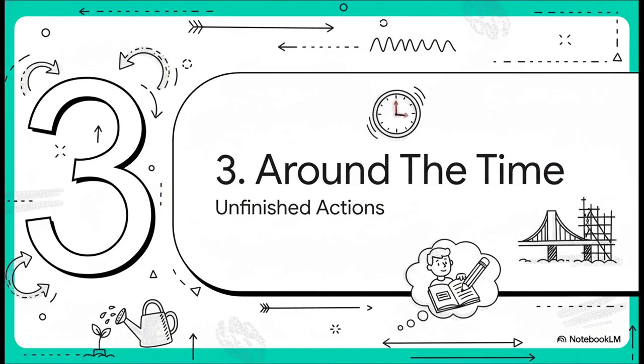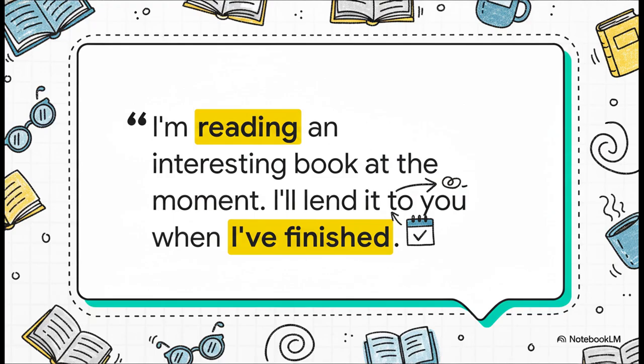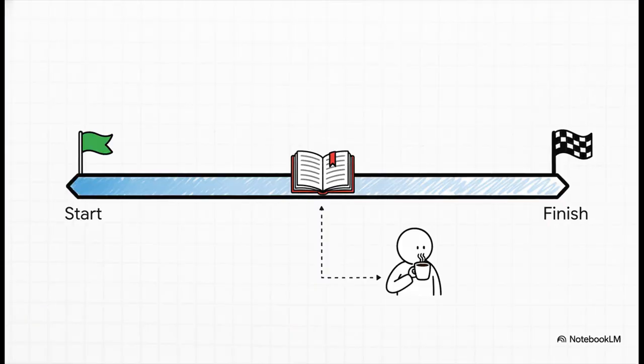Okay, so we've nailed actions happening at this very second. But what about the bigger things we're in the middle of? Even if we aren't doing them right now. This is where the present continuous gets really cool and even more powerful. Think about this sentence. Imagine a friend says this to you while you're having coffee. Now, they're not actually holding the book and reading it at the table, right? But the bigger action of reading that book is in progress in their life. They've started it, but they haven't finished it yet. So yeah, reading that book might take days or even weeks. It's an unfinished project that's happening around the present moment.